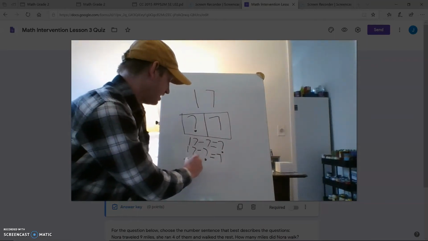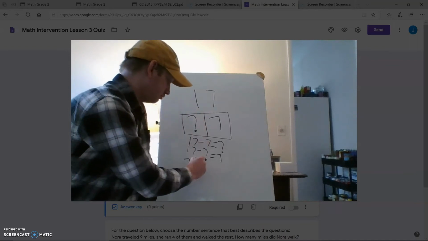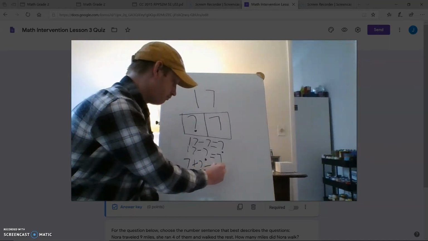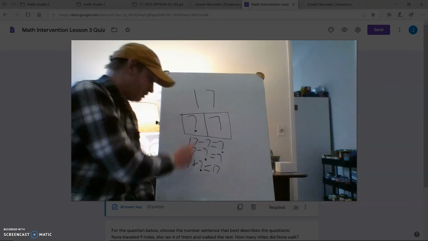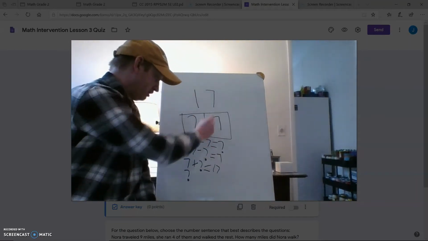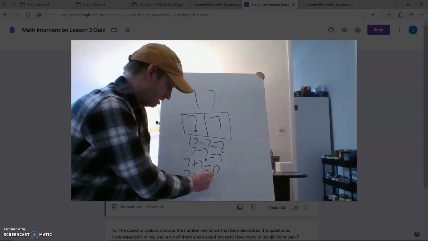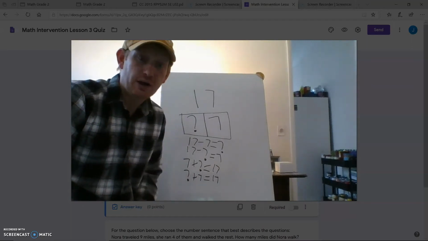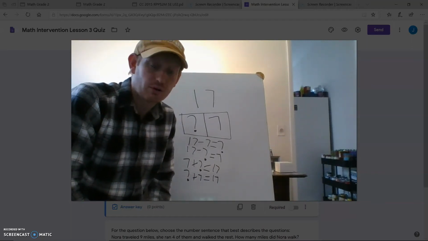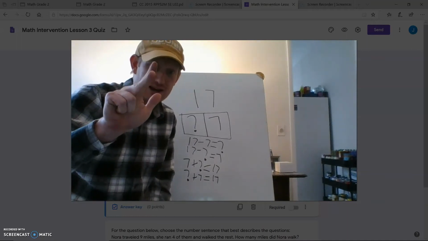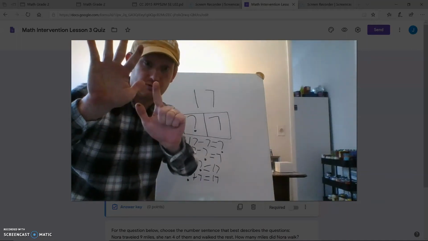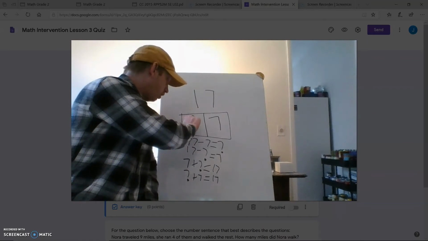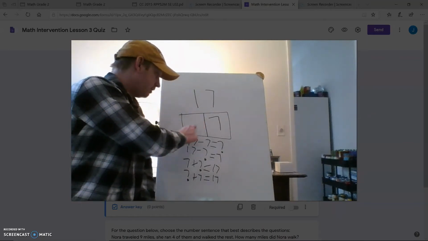We have 7 plus that number is equal to 17. And we have that some number plus 7 is equal to 17. Let's real quickly count to find what our some number is. We have 7, 8, 9, 10, 11, 12, 13, 14, 15, 16, 17. 10. So we know that our some number is 10.